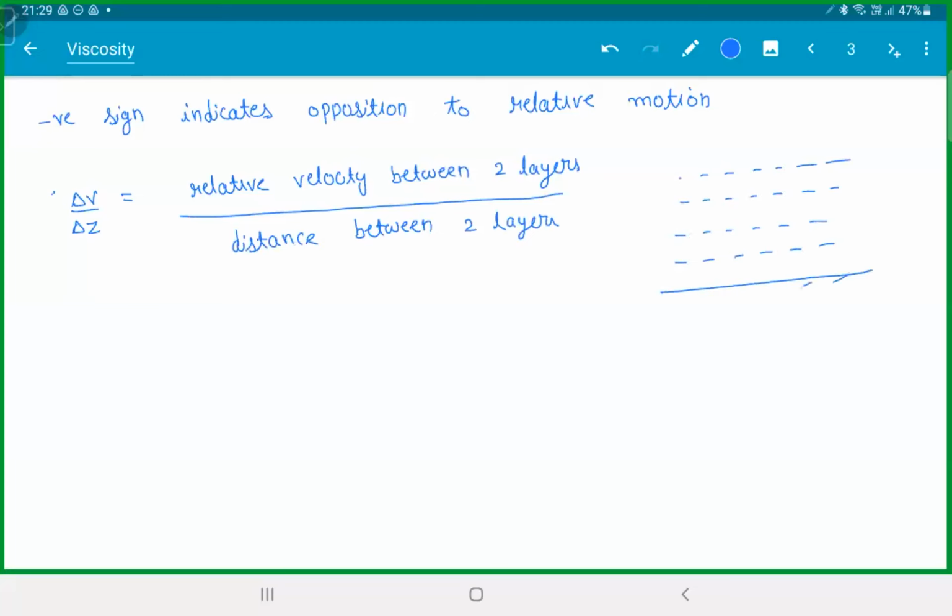So when this liquid is flowing here, if you take a layer going with V1, and a layer going with V2, and this distance is Z2 and this distance is Z1, you can take this thing as V2 minus V1 by Z2 minus Z1. But the problem is, use this only for a thin layer. If the layer is thin, you can use this, or else this is not valid. It's not a linear function.